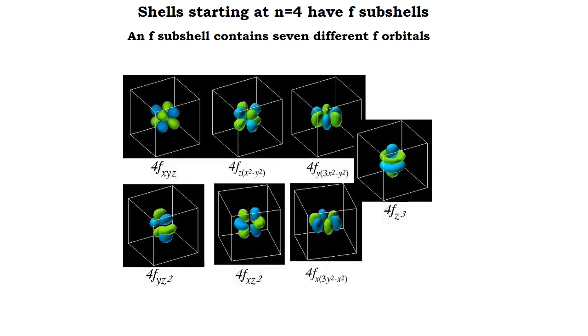I don't care that you know what the f orbitals look like. They're more complicated than the d orbitals, of course, but I do want you to know that there are 7. But we're going to talk about how you're going to know that from the periodic table, so we'll just hold off on that for a minute.